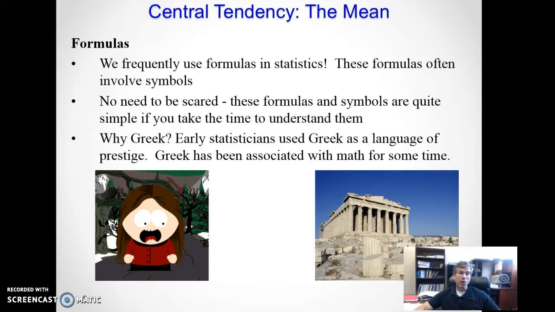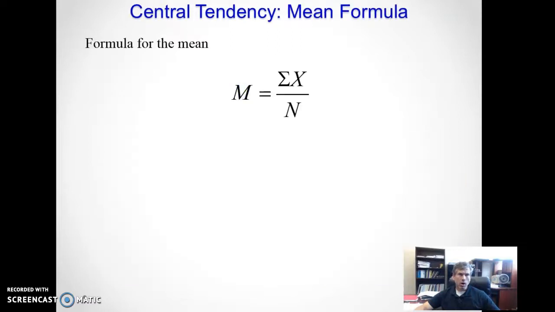Many of these symbols are in Greek, you'll notice. Some of these formulas look kind of like the facades of fraternity houses or whatever. The reason is that Greek is associated with ancient math, so early statisticians used Greek as a common language. So we continue that tradition today. We're going to work on how to calculate this formula in the next section, but first, here's our first formula of the course so that we can talk about what these symbols mean.